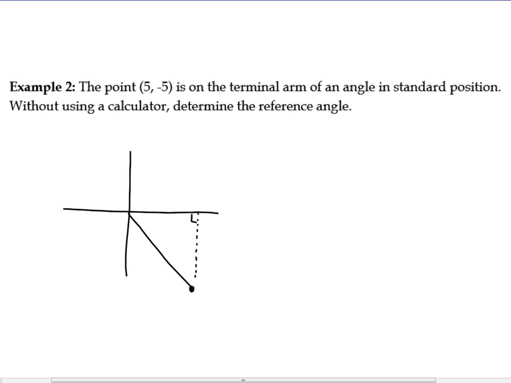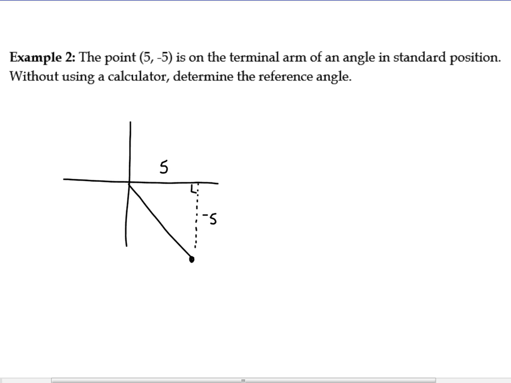So it says X is positive 5, Y is negative 5. What type of triangle is this? 45. It had to be the 45 because it's an isosceles triangle. Yes, one's positive, one's negative. That's just because of the Cartesian plane. But this is an isosceles. So what's my reference angle? 45. Pretty easy. That's an easy question.